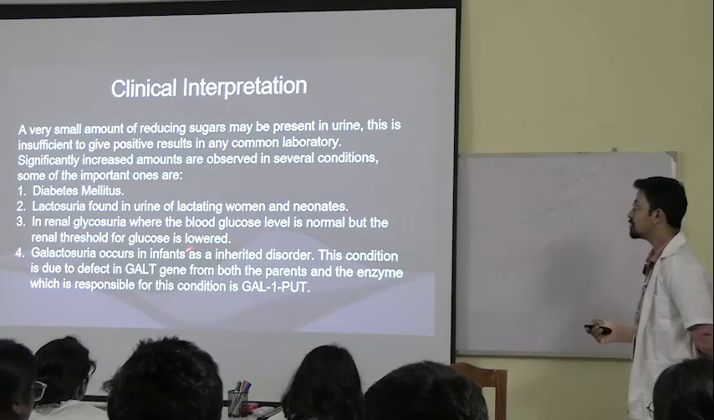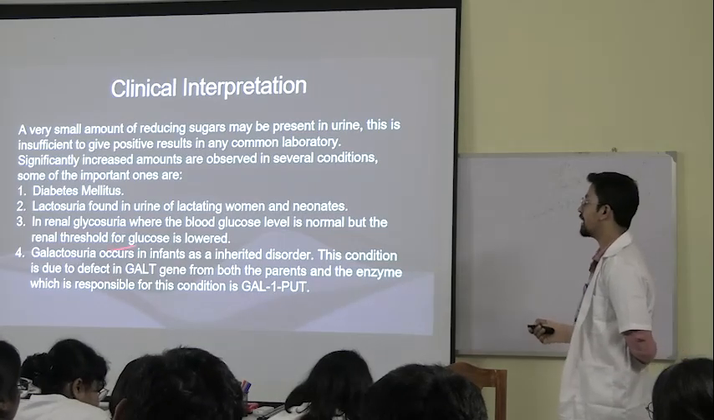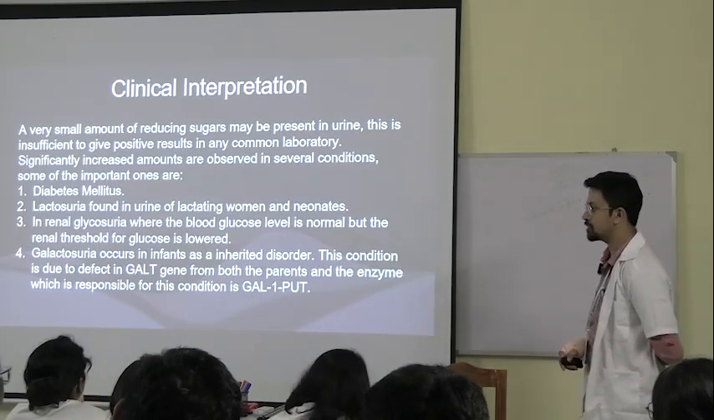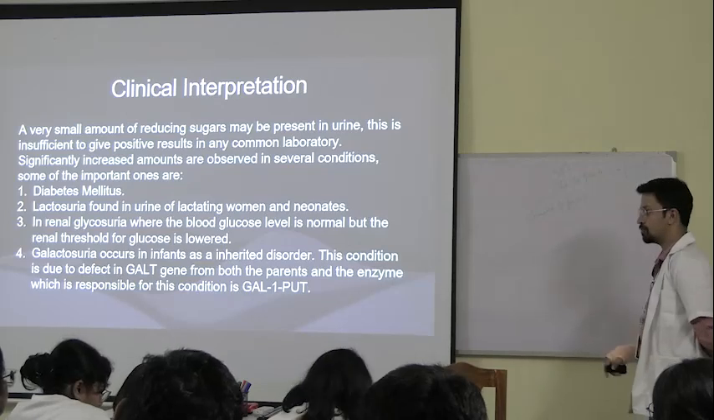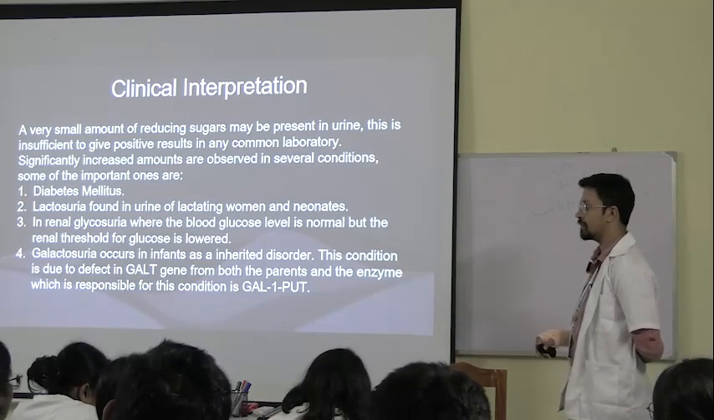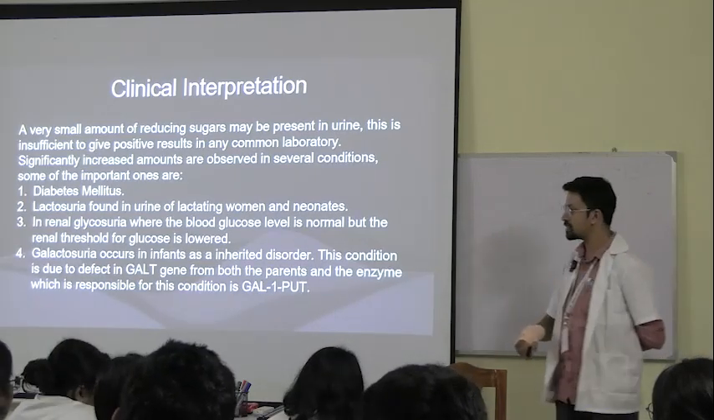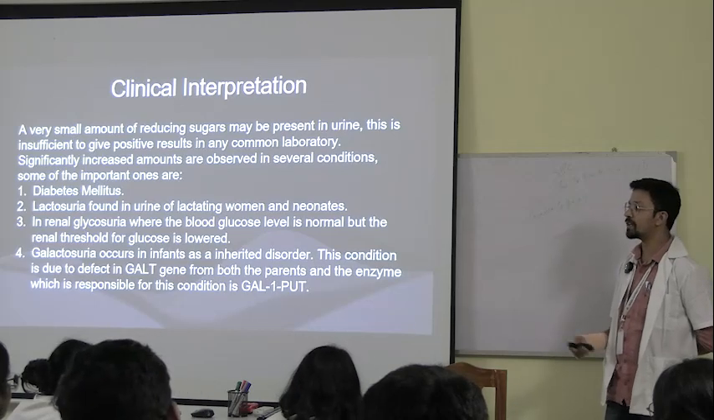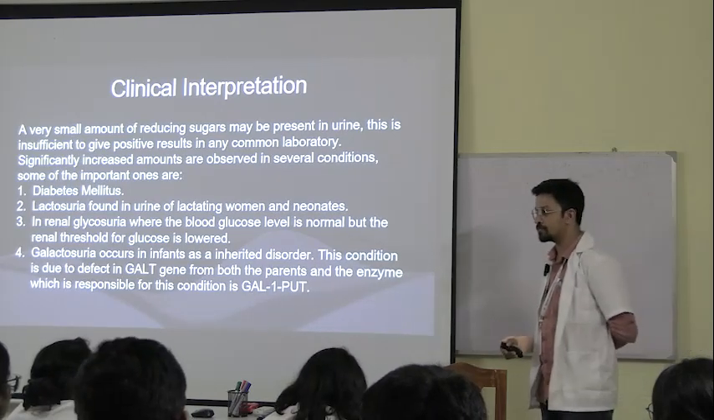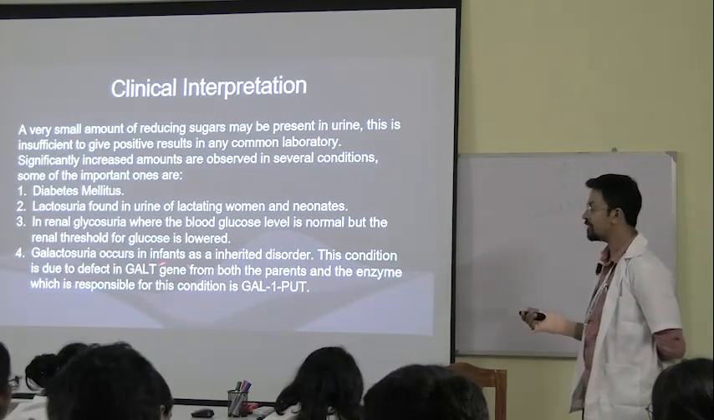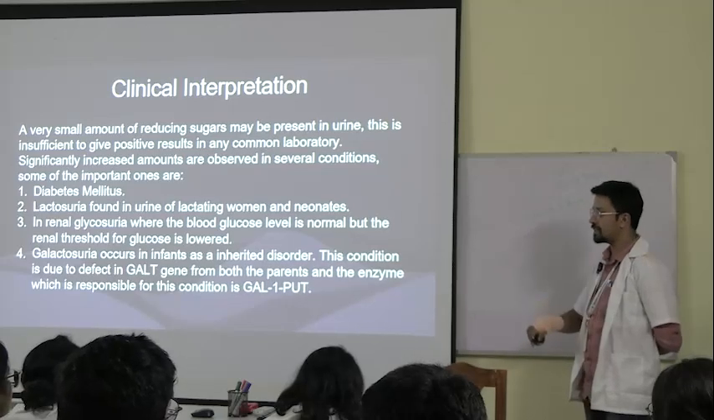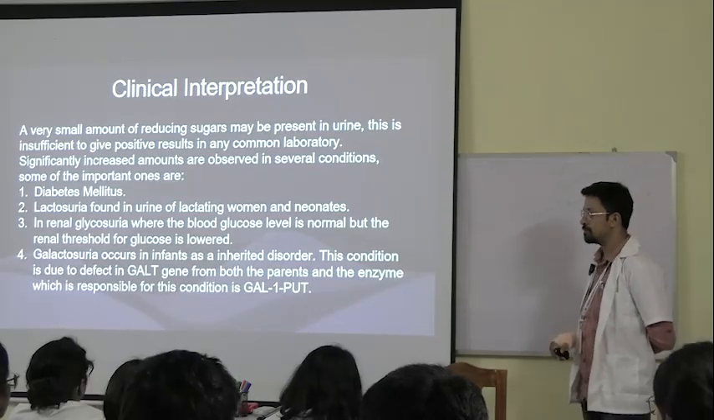Now, galactosuria is one condition that can happen in infants as an inherited disorder. Inherited disorder, you understood that it is from birth. Due to a genetic defect, the gene which is defective is the GALT gene, G-A-L-T. The GALT gene is defective in both the parents, father as well as mother.